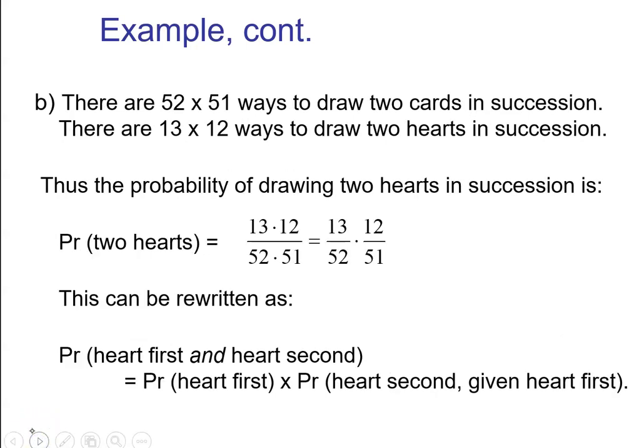So, drawing 2 cards in succession would be 52 times 51, but getting 2 hearts in succession would be 13 times 12. So the probability of getting 2 hearts in a row would be 13 times 12 in the numerator, and then the denominator would be 52 times 51. Okay, so the way we could mathematically write it here is the probability of getting the heart first times the probability of getting the heart second, given that we already know the first one is a heart.